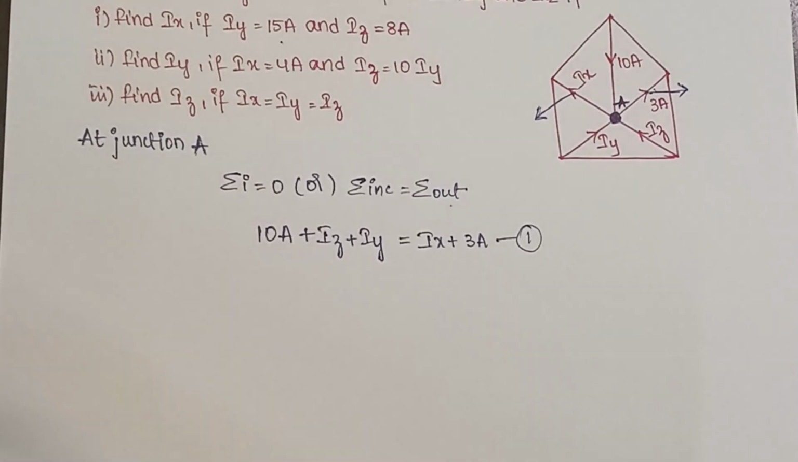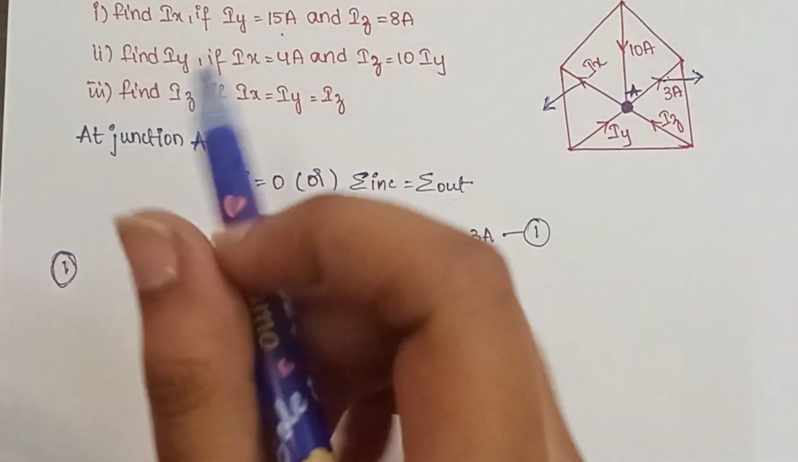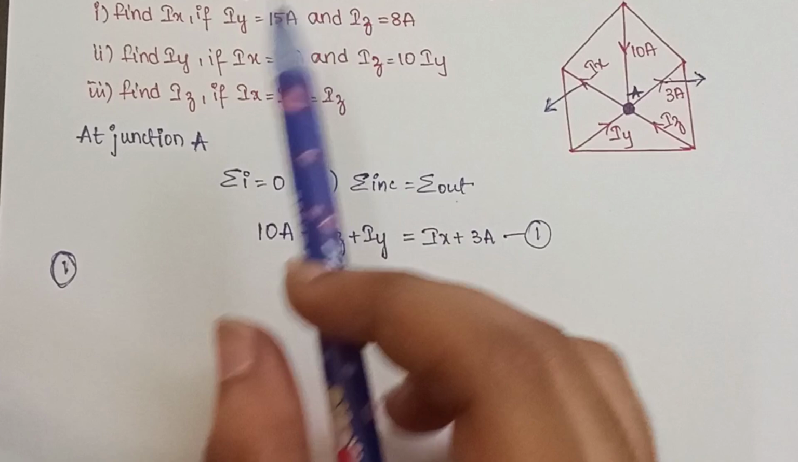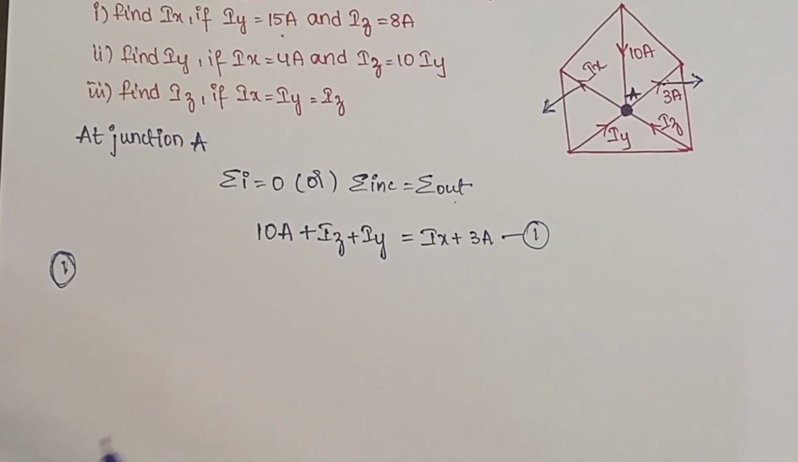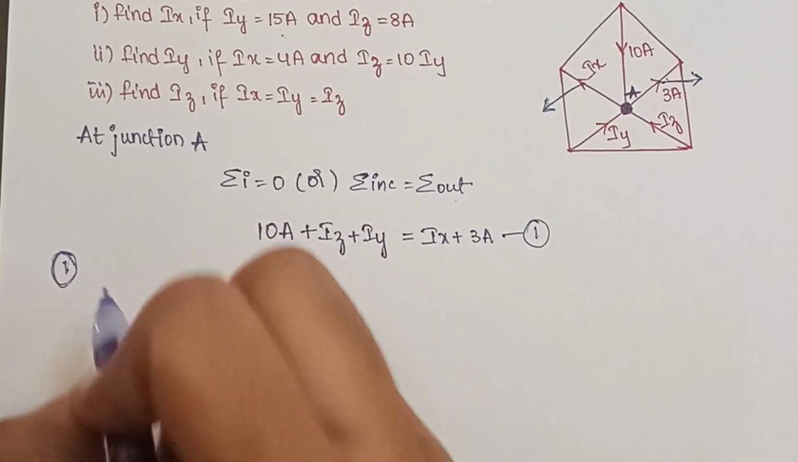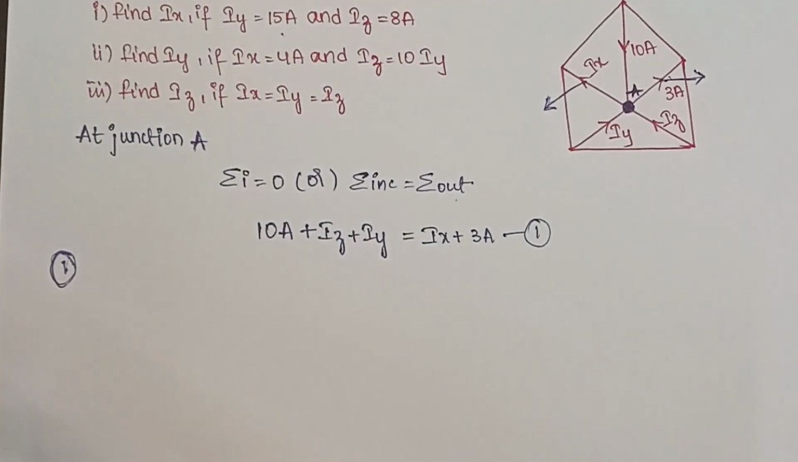So now, considering the first condition, what is it? We need to find Ix if Iy is equal to 15 amperes and Iz is equal to 8 amperes. We'll substitute this condition in the first equation. So, what will we get?